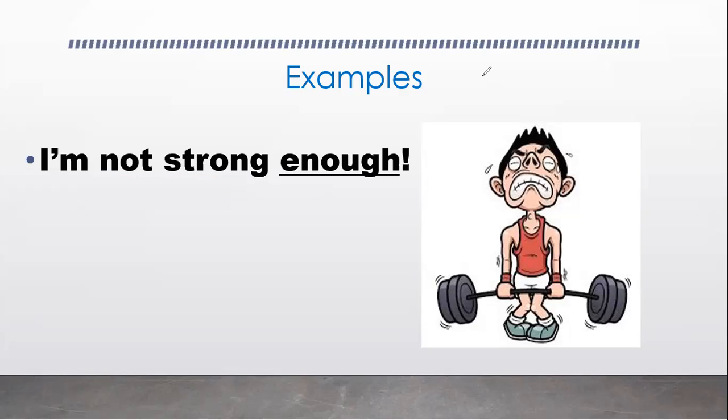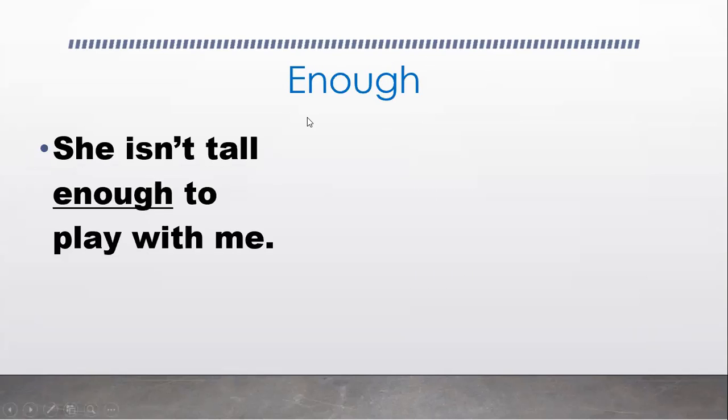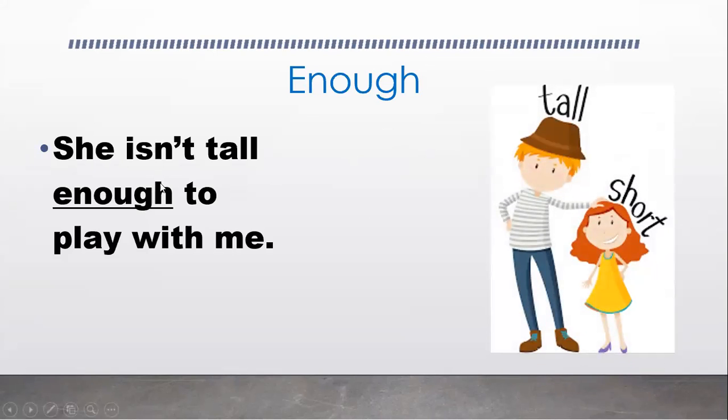Let's see one more. She isn't tall enough to play with me. Why? Because, in other words, she's too short. But I'm using enough in this case. She isn't tall enough. She's not sufficiently tall, in simple words. She's not sufficiently tall to play with him. All right?